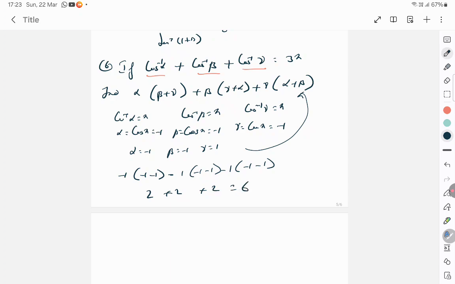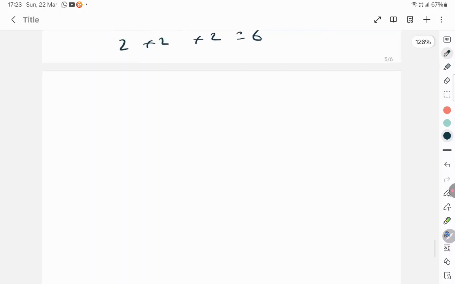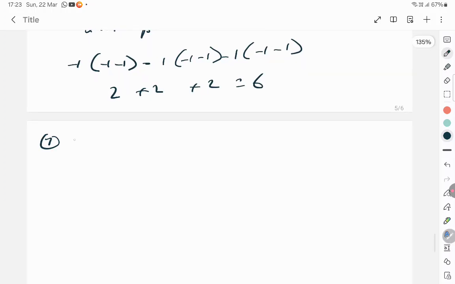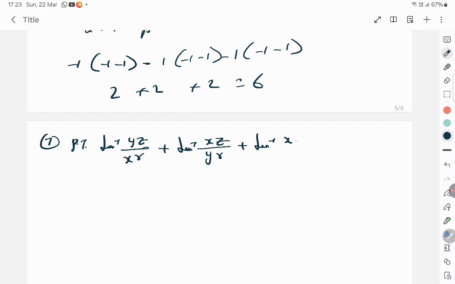So the next question is the 7th sum. Prove that tan inverse of yz by xr plus tan inverse of xz by yr plus tan inverse of xy by zr is equal to pi by 2. You have to prove this to be equal to pi by 2.